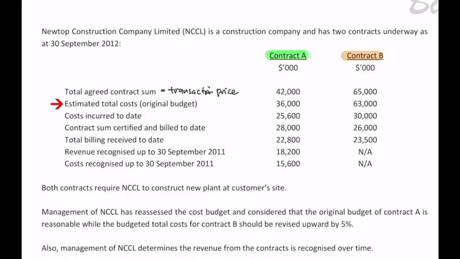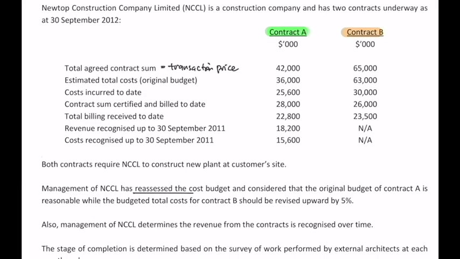The estimated cost based on the original budget for A is 36, B is 63. The cost incurred to date at 30th September 2012 is 25,600 for A, 30 for B. The contract sum certified and billed to date, 28 and 26. Total billing received to date is 22.8 for A and 23.5 for B. Revenue recognized up to last year for A, 18,200, B is 0 because the B contract started this year, and cost recognized to date last year is 15.6.